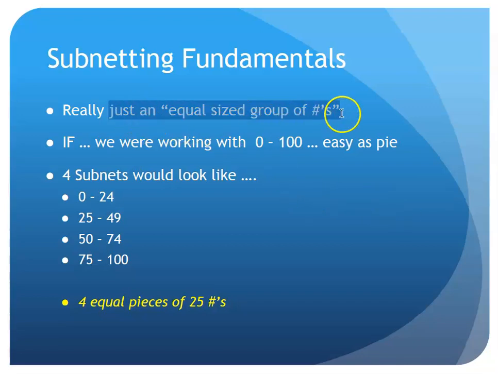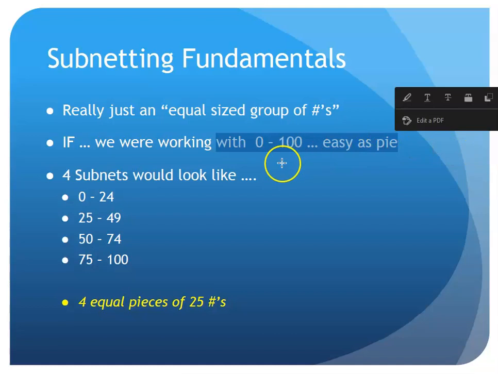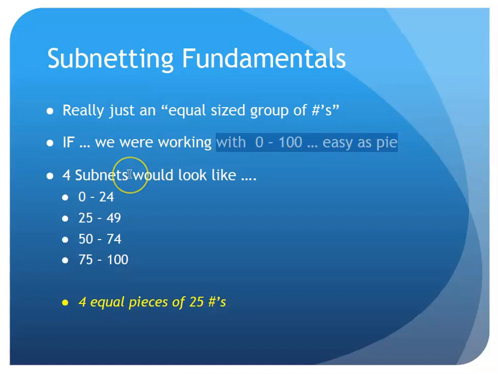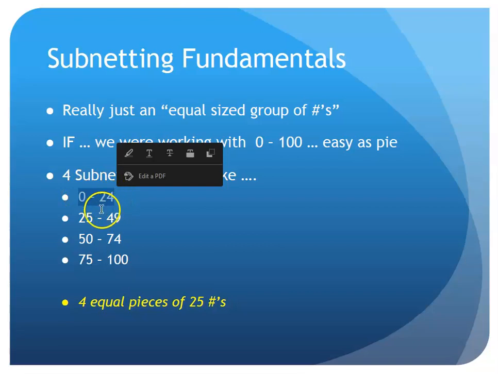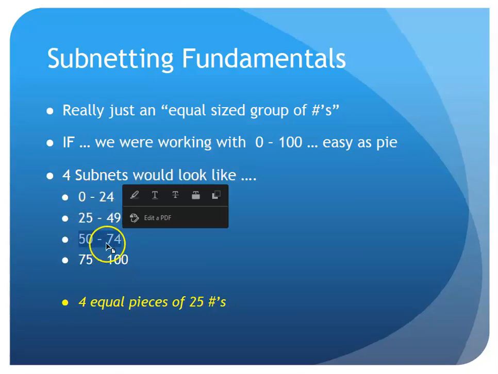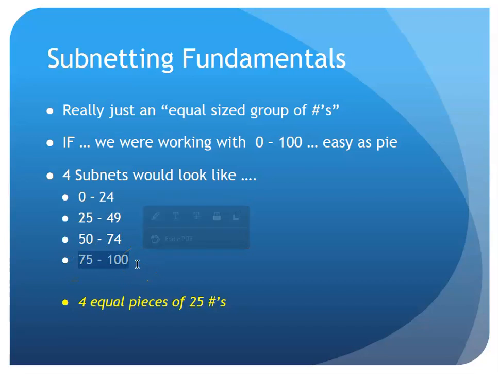I'm going to take a large group of numbers and break it into equal size pieces, and those equal size pieces I could allocate to this campus, this building, this floor, this department. And if we were working with numbers in the 0 to 100 range, this would be pretty easy. If I needed 4 subnets, I'd say, okay, 0 to 24, 25 to 49, 50 to 74, 75 to 100, bada bing, bada boom. I'm kind of wiping my hands now, going, mic drop, I'm done. 4 equal pieces of 25, there are my subnets. Easy peasy. That's all subnetting really is.